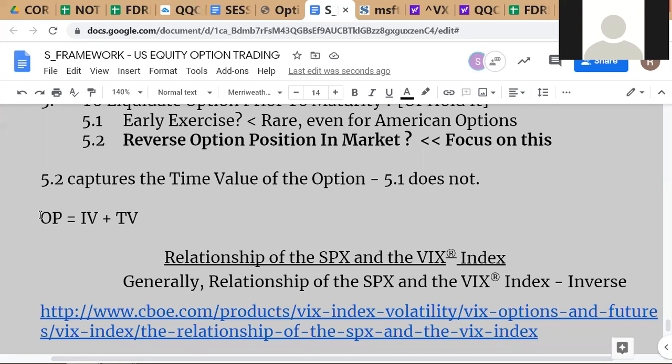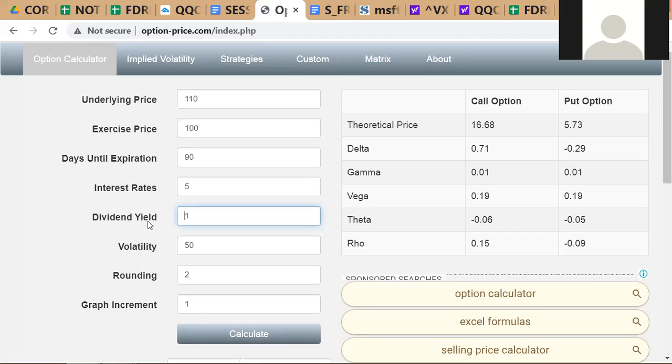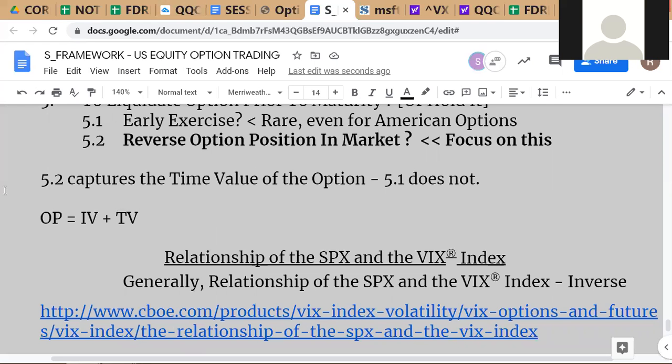This is the formula. Option premium is equal to IV plus TV. And this you should remember all the time. This is a very basic formula. It comes in handy in many situations, okay? Conceptually understanding what is going on in the option market, okay?